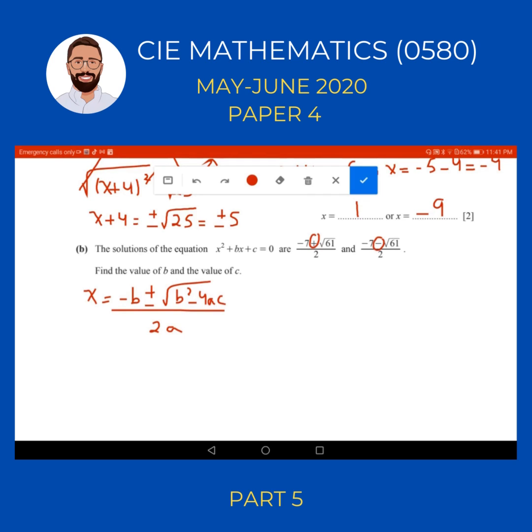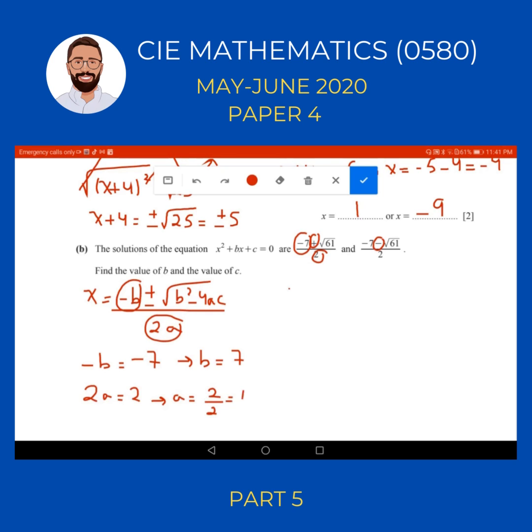So how can I find the value of b and c? Here I have negative b, and here I have negative 7. So negative b is equal to negative 7, so b is equal to 7. So that's the value of b. Now what's the value of a? 2a here is equal to 2. So a is 2 over 2, which is 1.